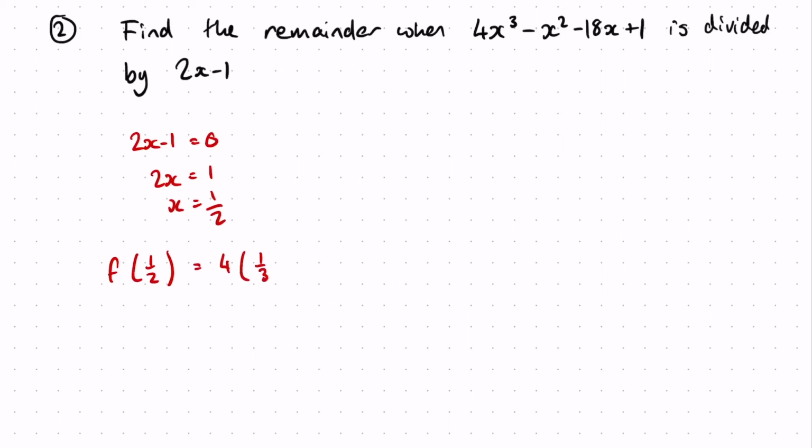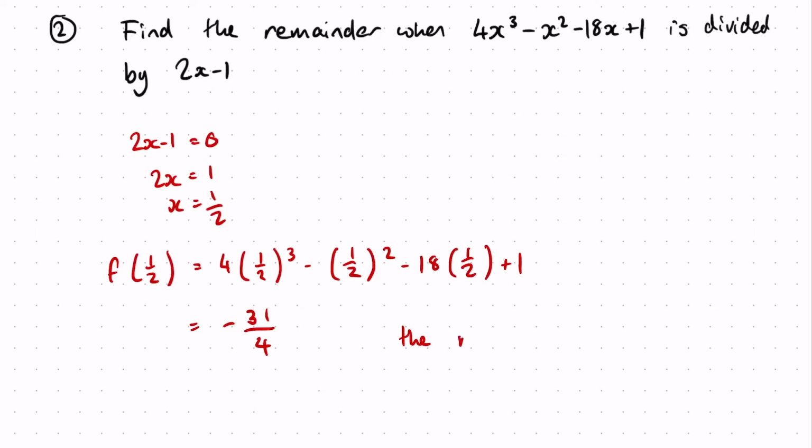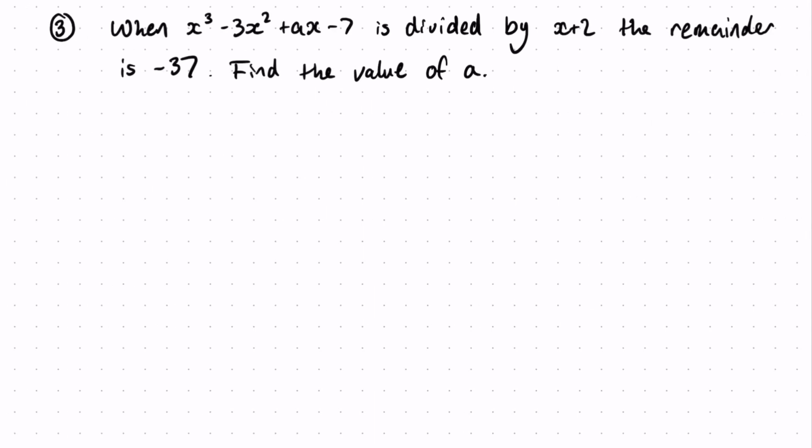Once you found x is equal to half, you just find f of a half, which is 4 lots of a half cubed, minus a half squared, minus 18 lots of a half, plus 1. Type it into a calculator, get your answer, minus 31 over 4. So the remainder is minus 31 over 4. Okay. Have a go at question 3. So just pause the video and I'll give the answer to it in a second.